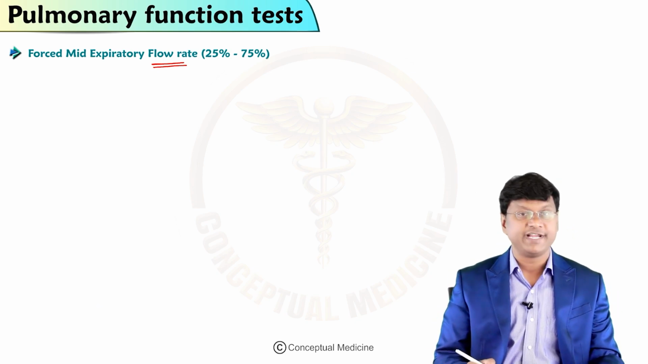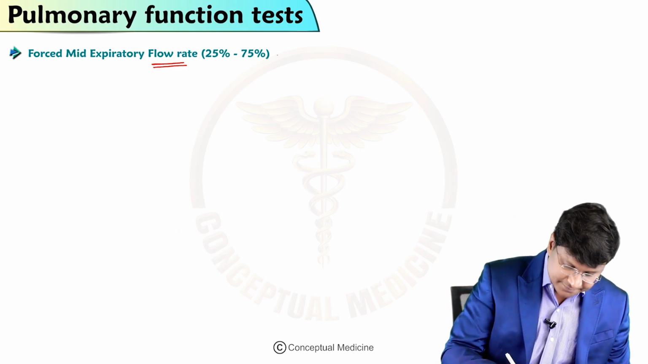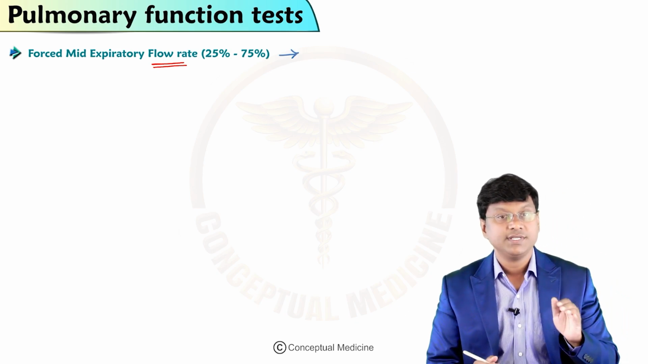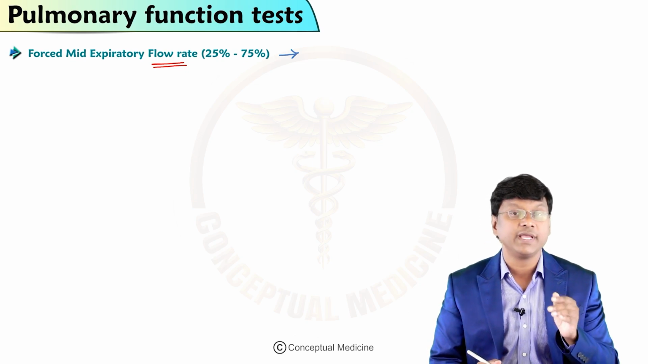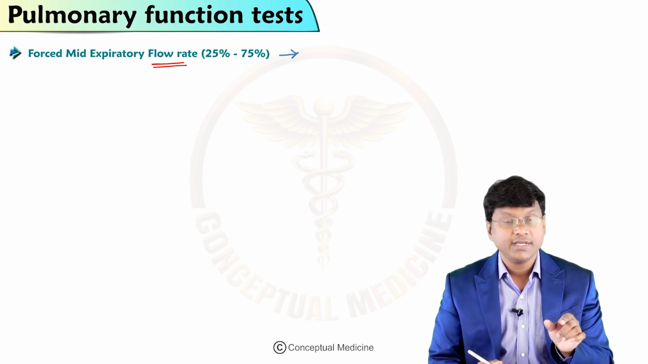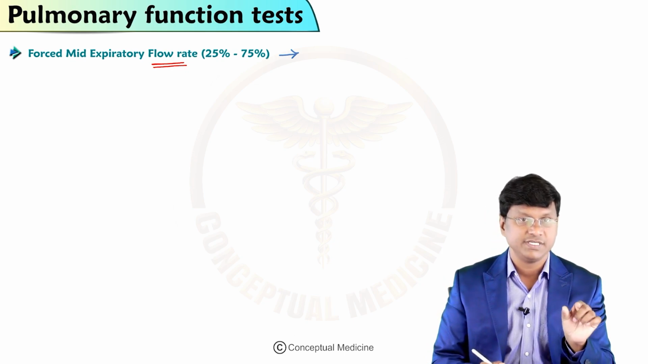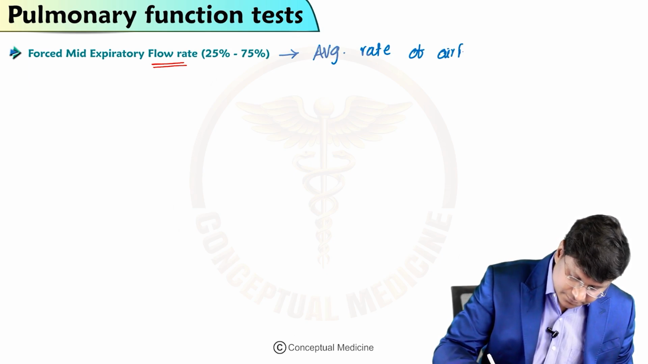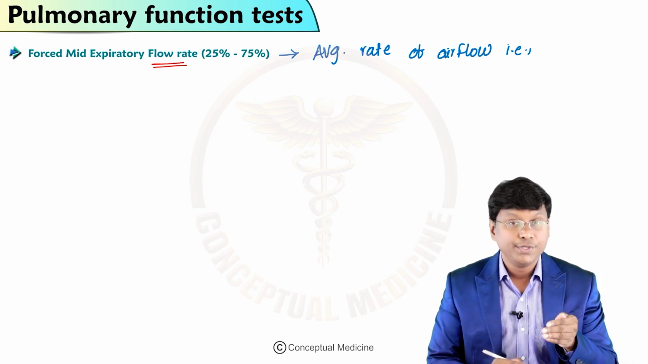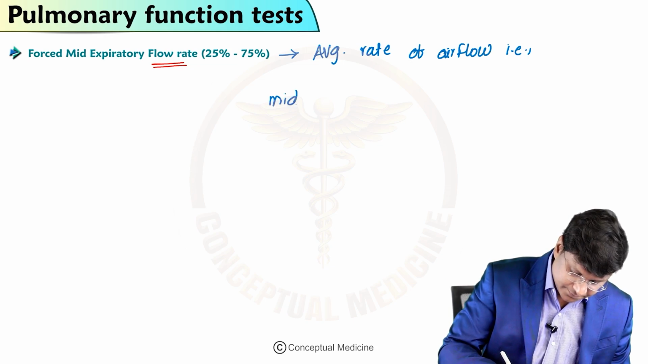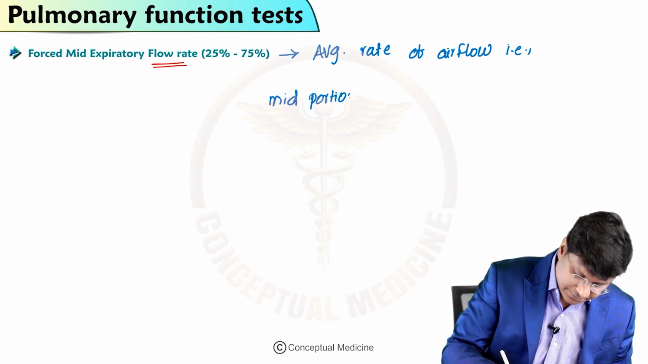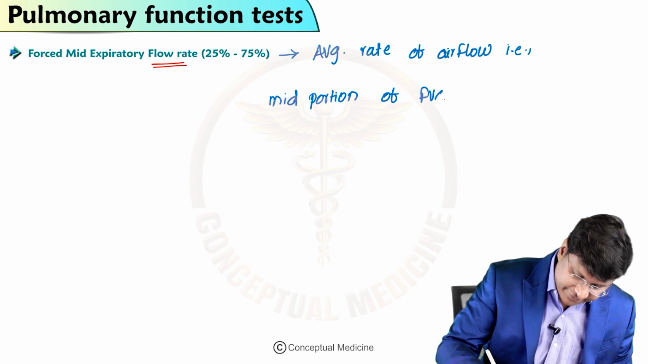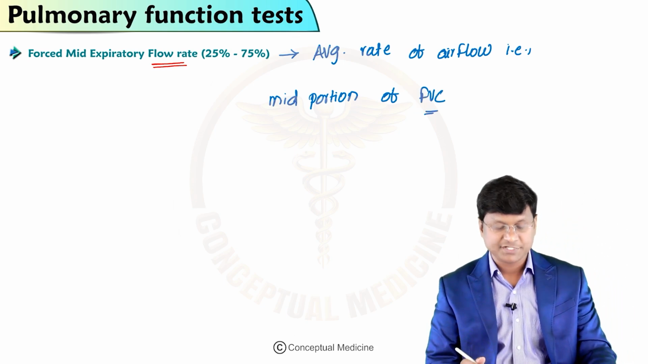Now, if you see the forced mid expiratory flow rate, how is this defined? It is the average rate of airflow during the mid portion of the FVC, right? That is what is called the forced mid expiratory flow rate.